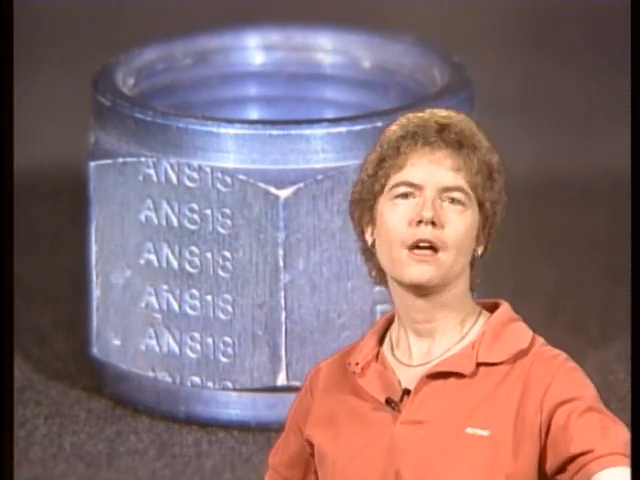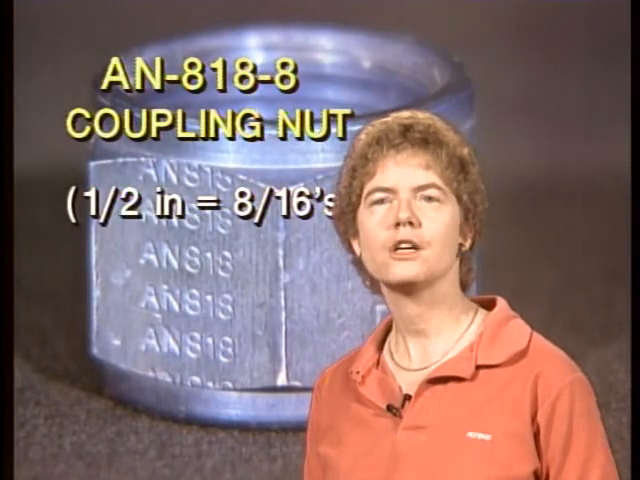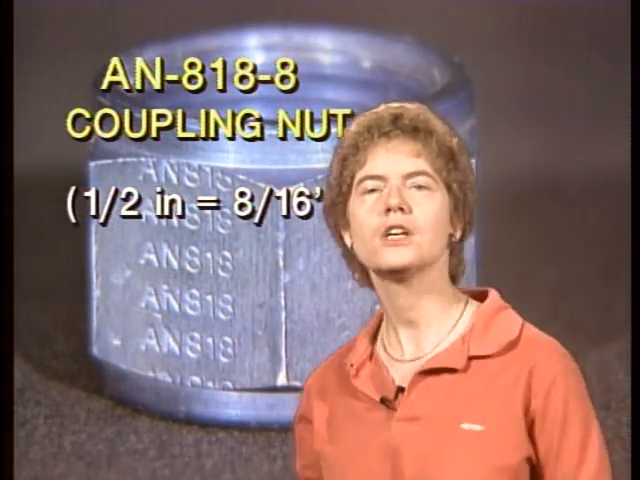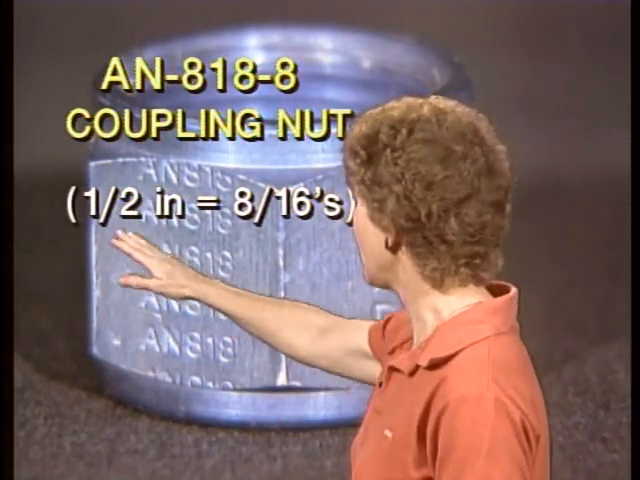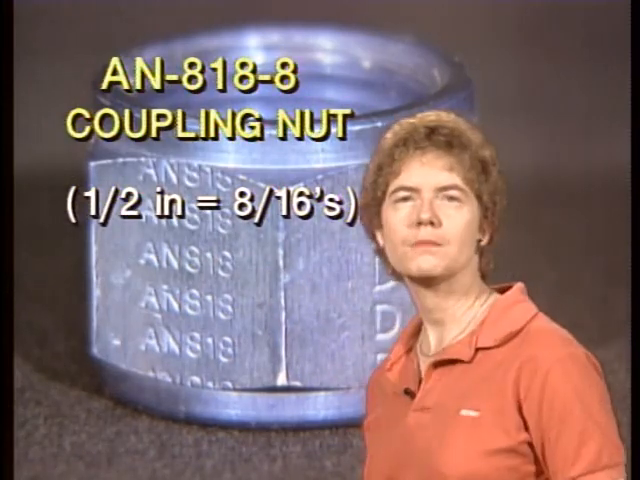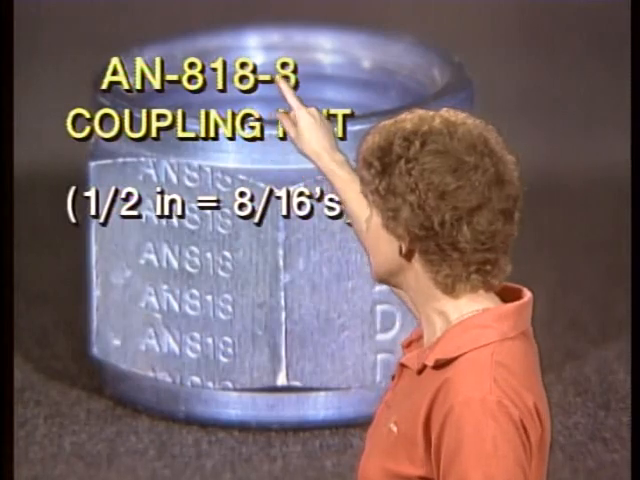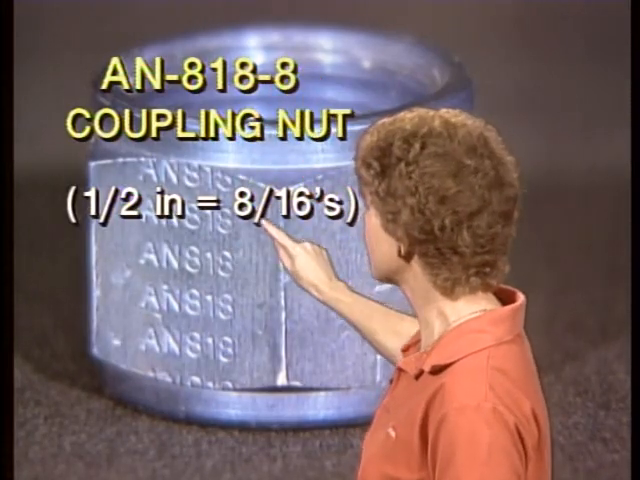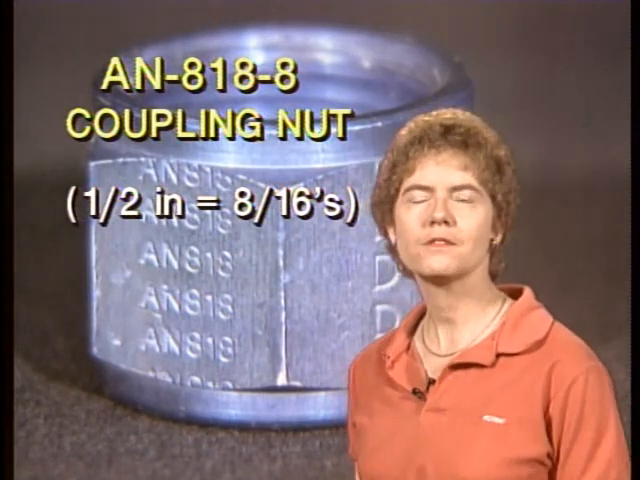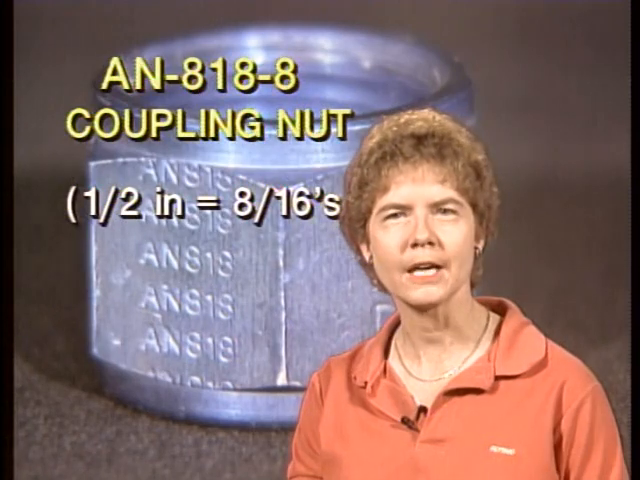For instance, they will say what size coupling nut should you use with 1/2 inch aluminum oil lines. Okay, a 1/2 inch is how many 1/16ths? A 1/2 inch is 8/16, and 8/16 means that the coupling nut you would use would be an 818-8, 8 for the 8/16, which is the same as a 1/2 inch, and that's the size of coupling nut that you would use on a 1/2 inch aluminum line.